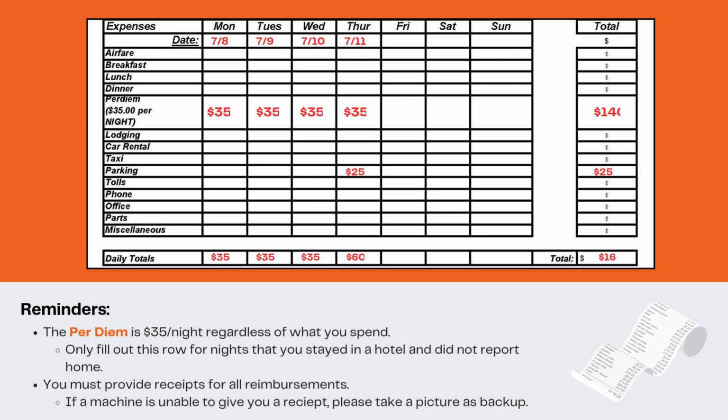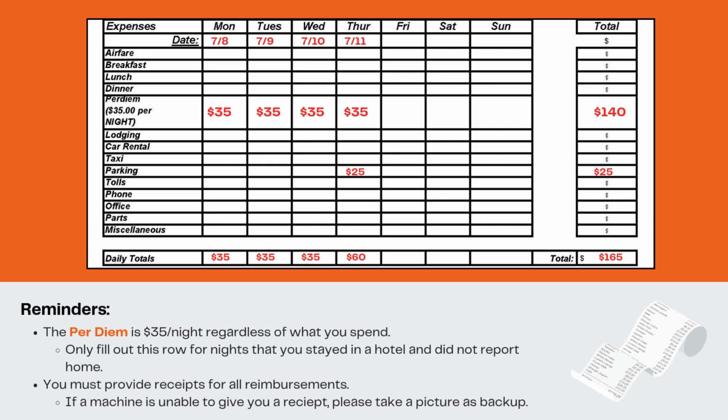The first thing John did was put the dates for each day he will be requesting reimbursement in the date row. Then, he put $35 in the per diem row for each night he spent away from home. The per diem is $35 a night, regardless of if John spent more or less than that amount. John added all the per diem costs together and wrote the total of $140 in the total column on the right-hand side.